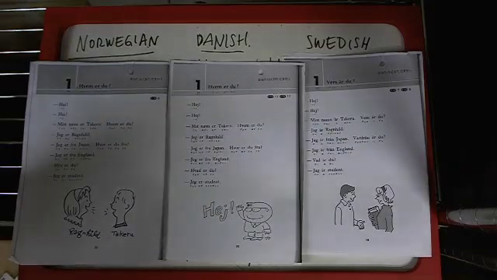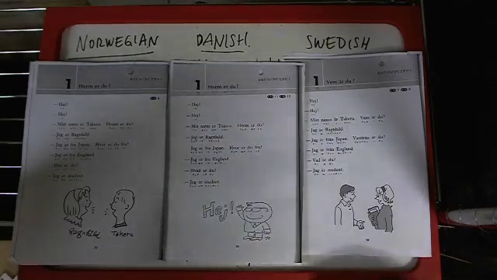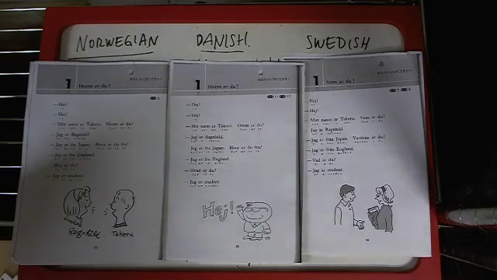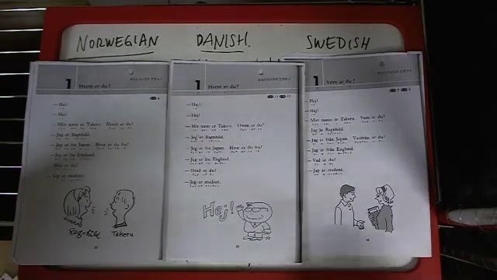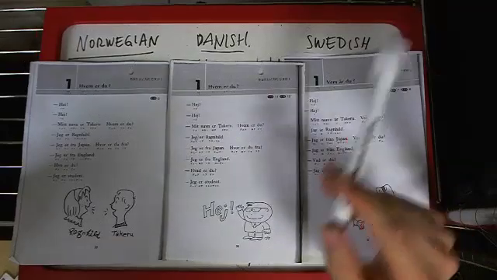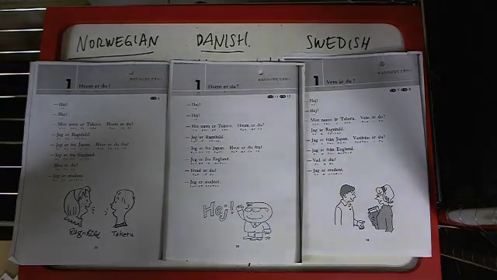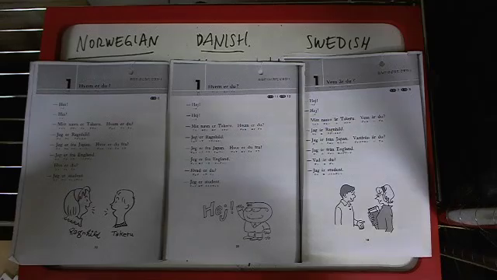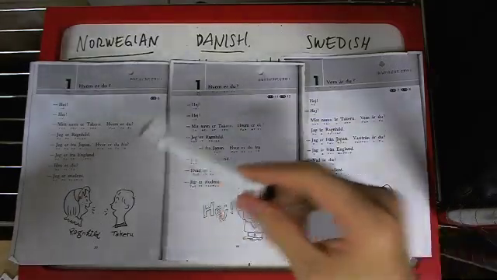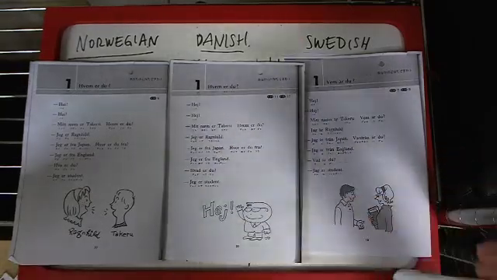Okay, in this video I wanted to make a very brief and simple comparison of three popular Scandinavian languages: Norwegian, Danish, and Swedish. These are commonly studied, I think. It's not my specialty, so what I'm showing here is a very simple comparison for someone who's interested in the differences of the languages and how to tell them apart and how they sound different.